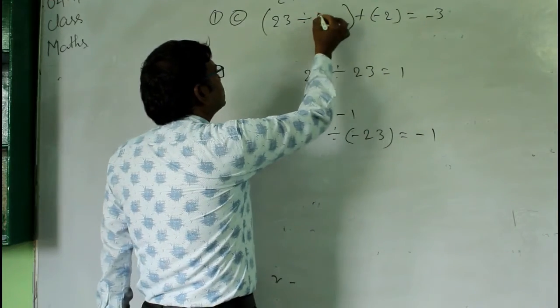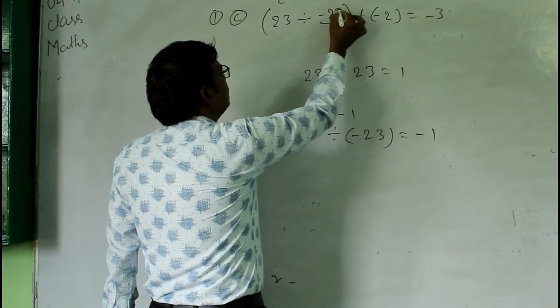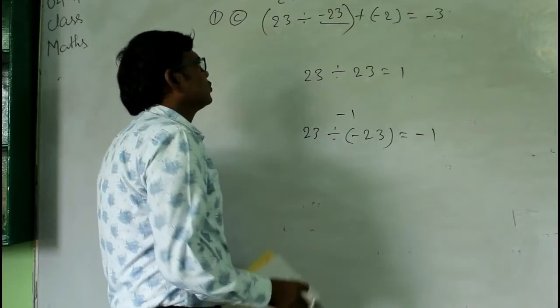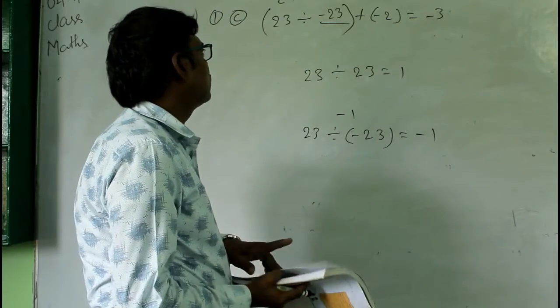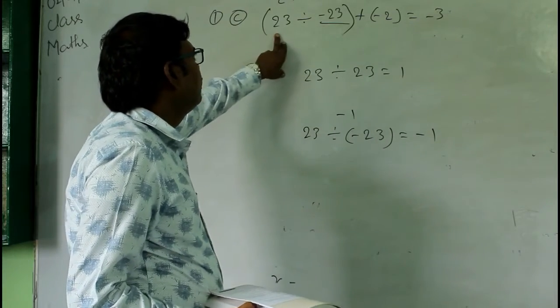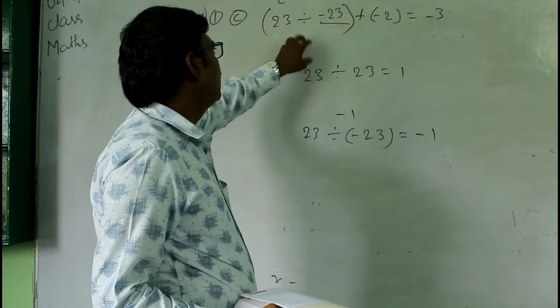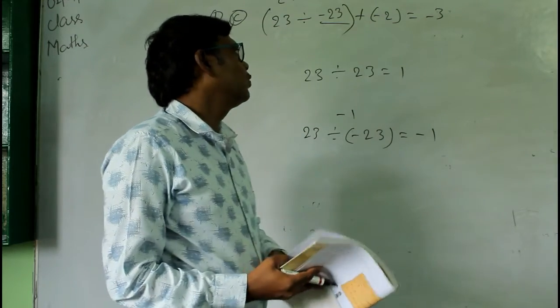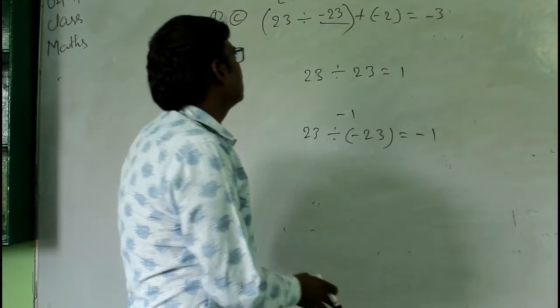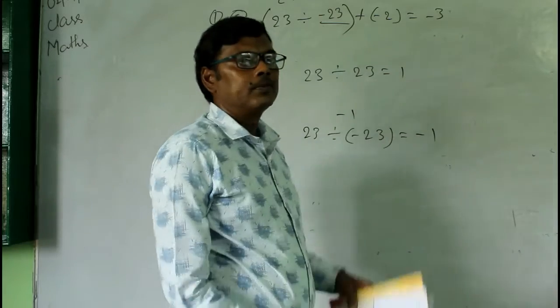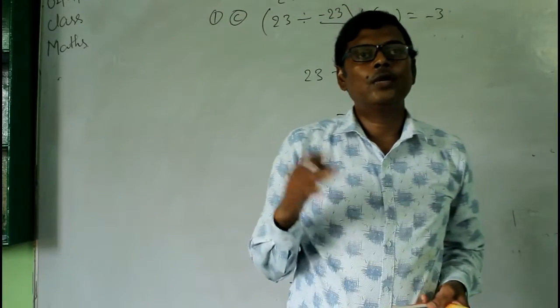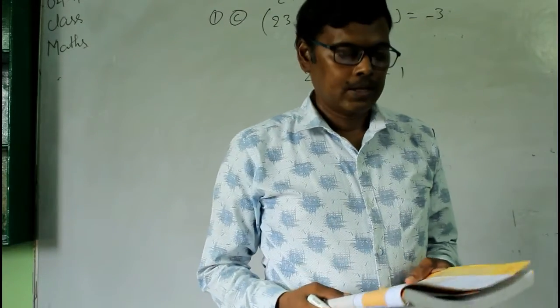इसका मतलब यहाँ पर जो आंसर होगा वो -23 होगा. ठीक है, so this is the correct answer of this. 23 divided by -23 is -1 and -1 plus -2 equal to -3. So the correct answer is -23. So I hope you have understood this question.